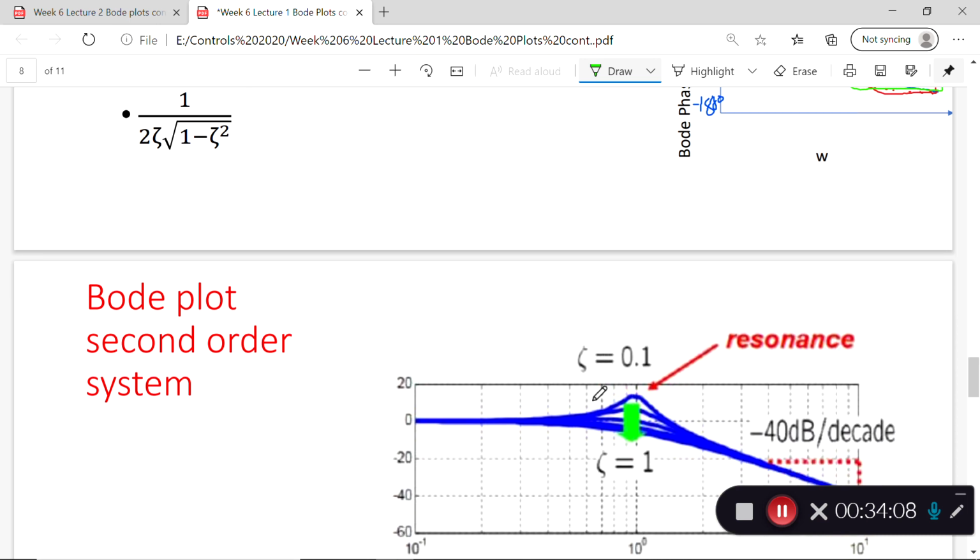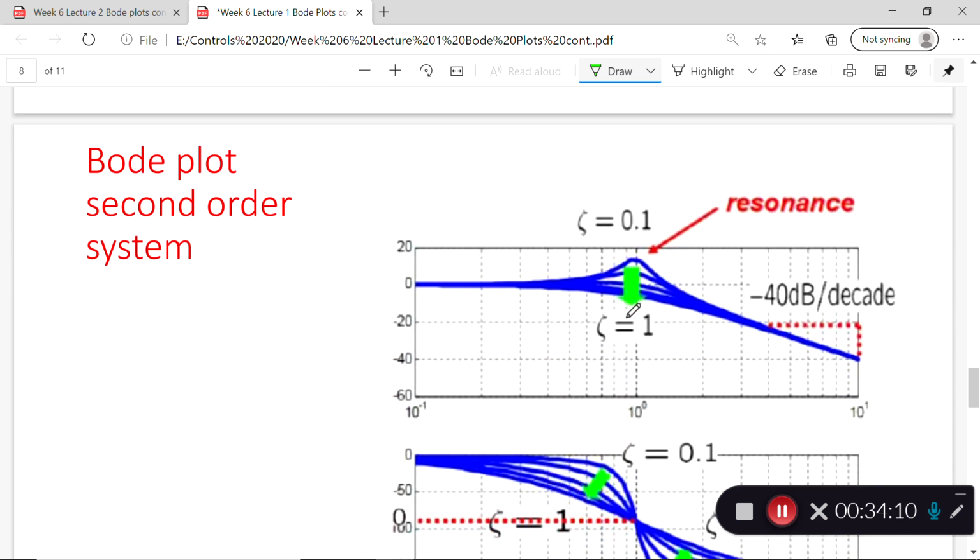I don't expect you to be able to draw those on your own, but you do need to know that as zeta decreases, this hump gets more resonant at the resonant frequency. Or you can think of it as zeta increasing to critically damped, where you lose that hump, because now you're only dealing with real values and not these complex oscillations.